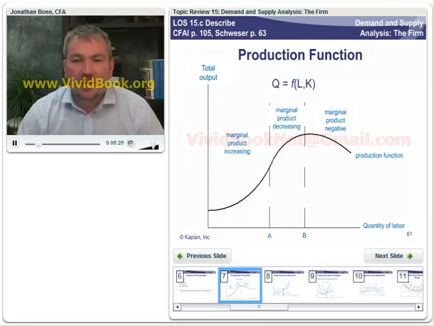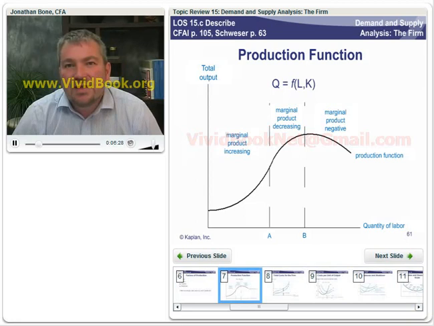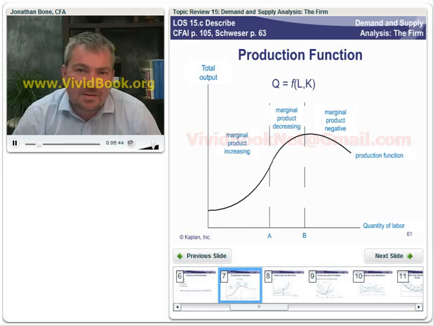Okay, so describing a production function, we're saying the quantity is a function of labour and capital. So we've got total output on our y-axis and we've got quantity of labour on our x-axis, so we're actually looking at a labour-based production function. So notice, first of all, we've got increasing marginal product. Now let's talk about what that means.